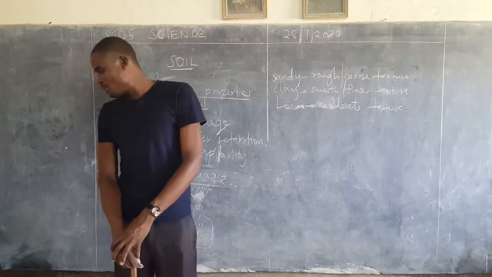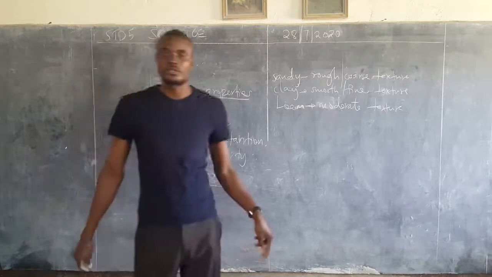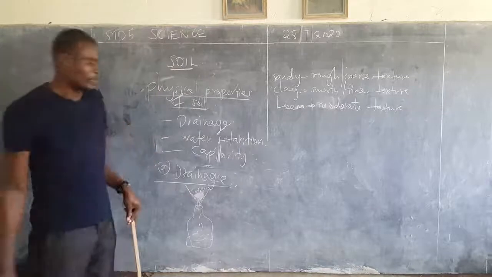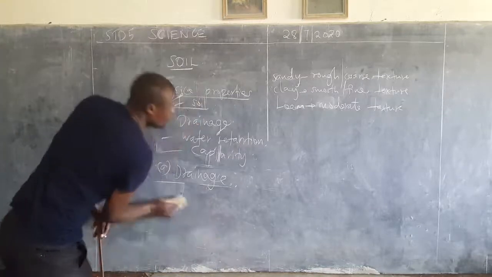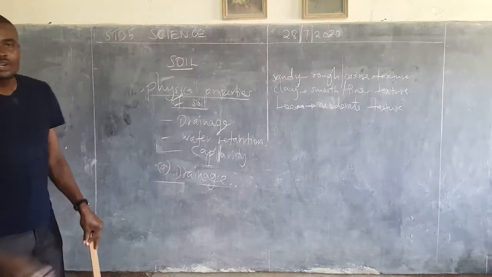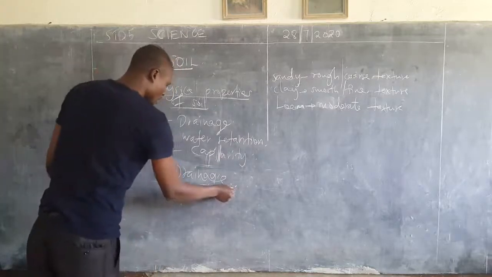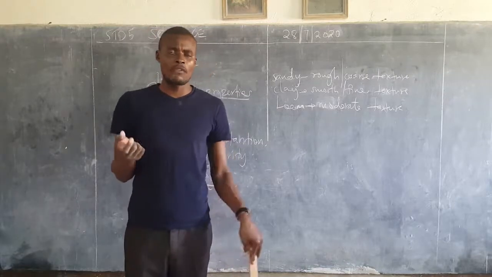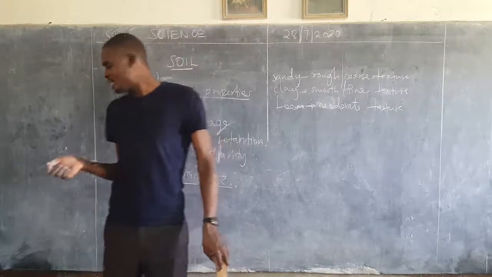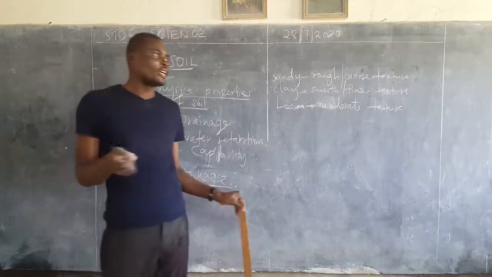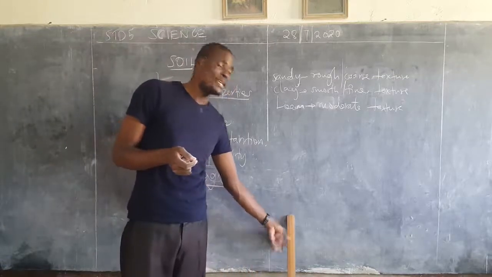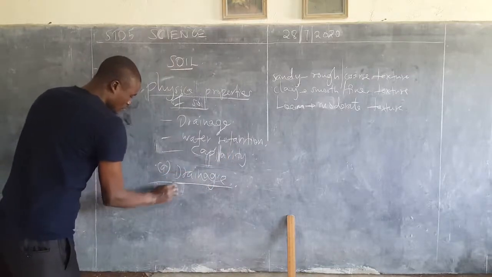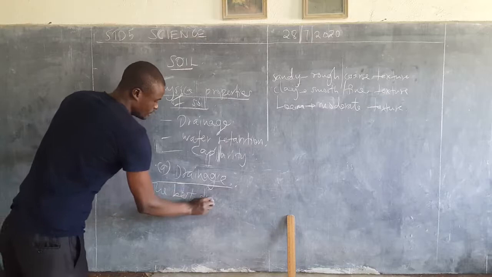And then number two, it depends purely on the size of the particles. This is drainage now. The soil that has the smoothest particles, as mentioned, is clay soil. Clay soil will hold water for a long time. So the soil that has the best drainage, the soil with the best drainage.